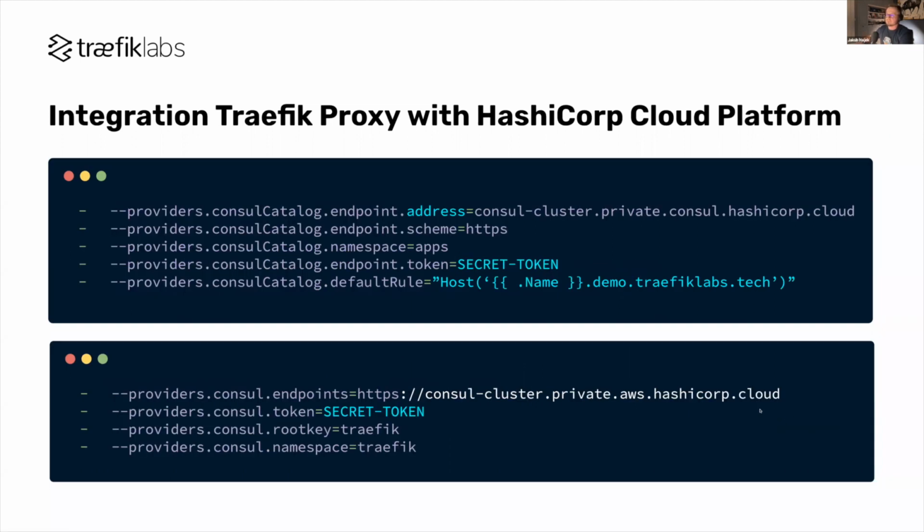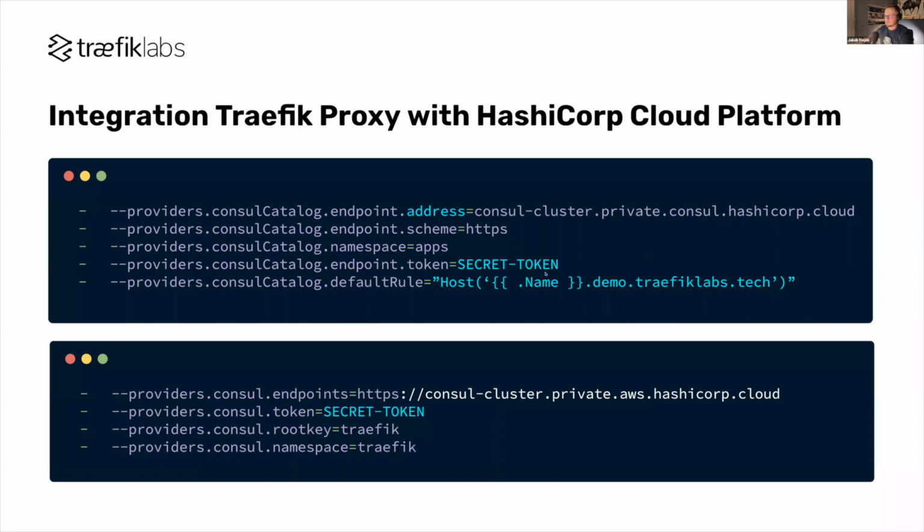So there is, again, static configuration, and if you'd like to add support for HashiCorp Cloud Platform and Consul catalog and Consul, the following CLI commands have to be added to the static configuration. And as you can see, as an endpoint, we are using a private URL here. And I will explain in a second how it's designed, how it's created.